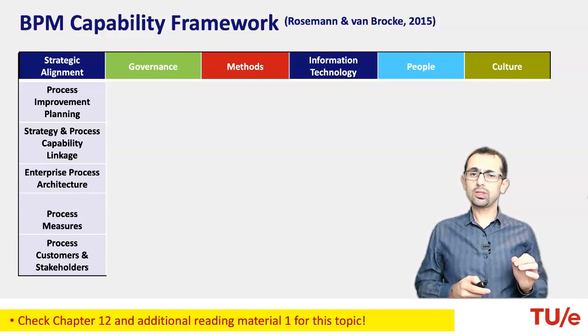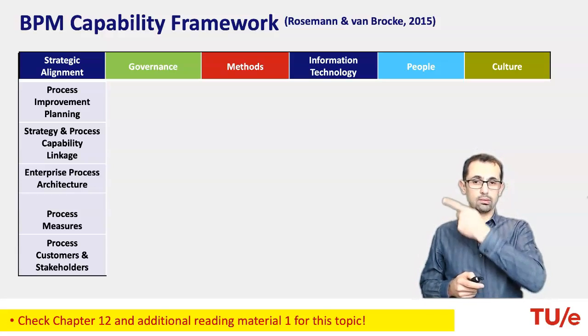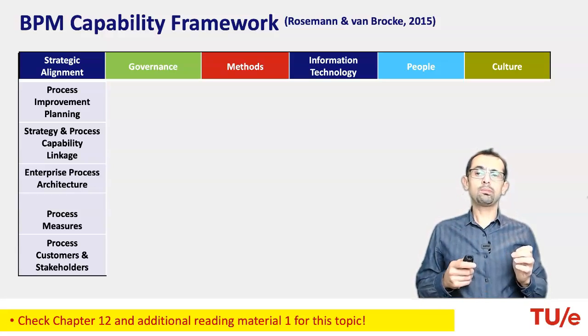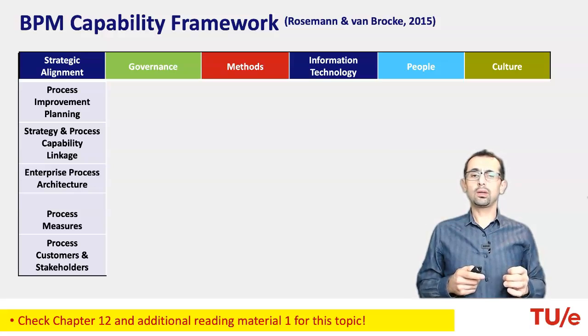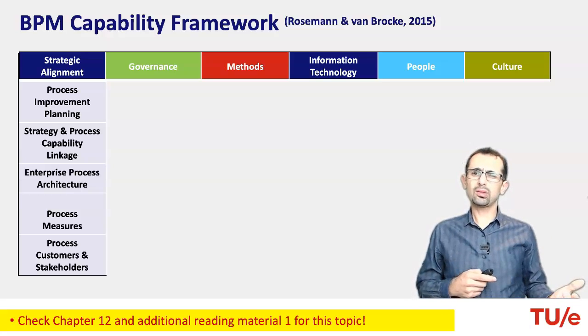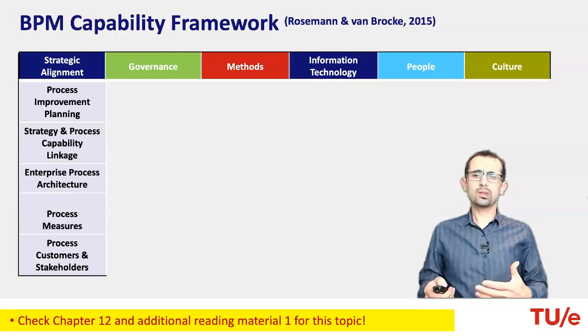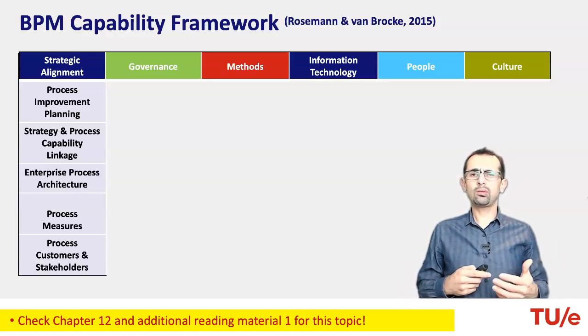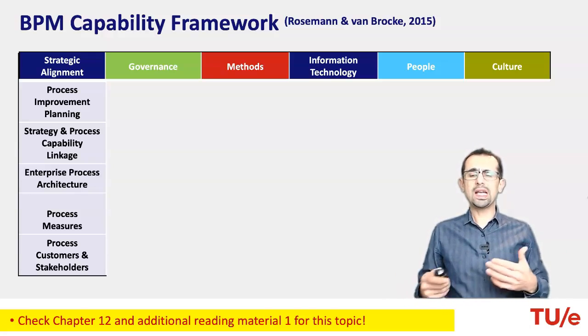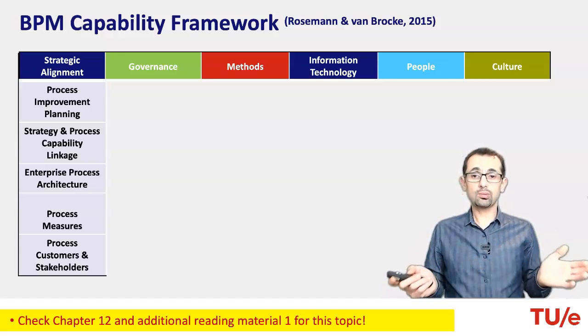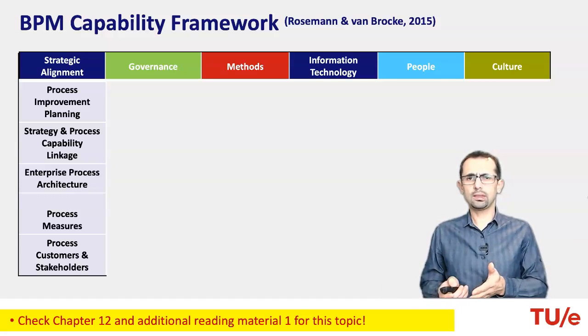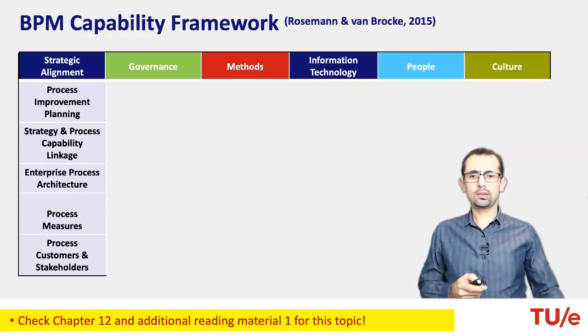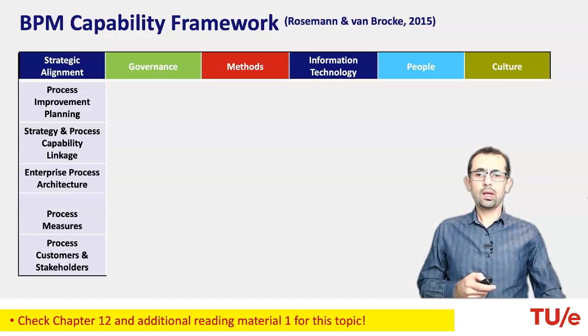Capabilities regarding strategic alignment, those that are listed there, are basically about those capabilities that would link organization priorities and enterprise processes such that the processes are designed, executed, managed, measured, analyzed according to the strategic objectives. So linking the strategy and processes, that is what all these capabilities are about. Easier said than done.